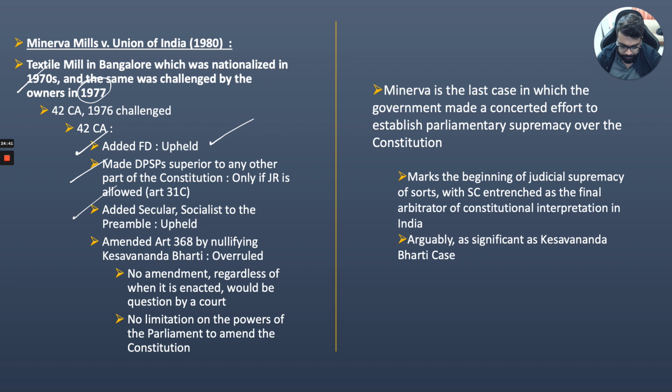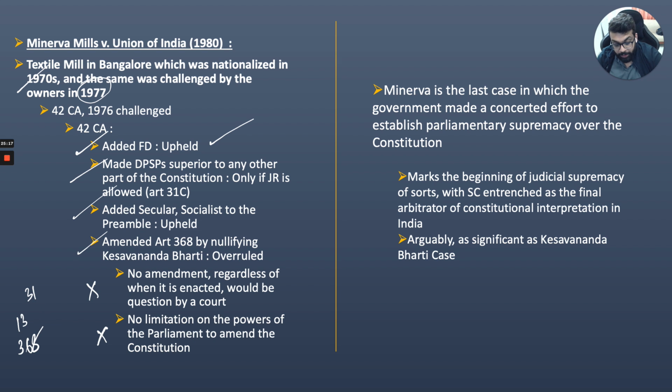It added the words secular, socialist, integrity also to the preamble. The Supreme Court upheld it. It had amended 368, which said that no amendment, whatever it is, to the Constitution can be judicially reviewed. So Minerva Mills overruled and declared this particular provision to be invalid. And the 42nd Amendment had also made changes saying that there'll be no limitation on the Parliament to amend the Constitution. Again, these were amendments made to Articles 13 and 368 in context to Article 31.